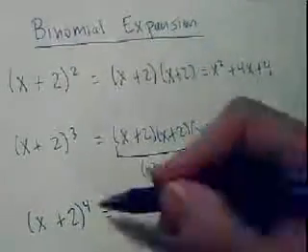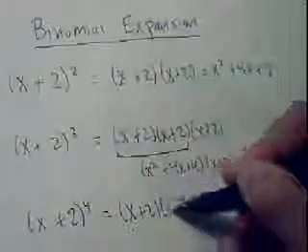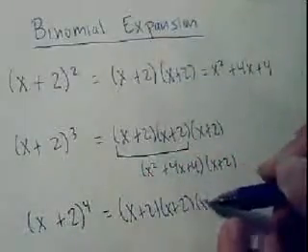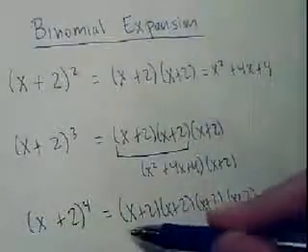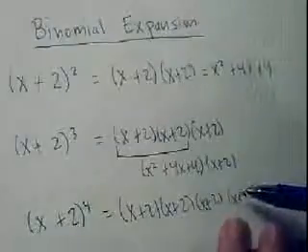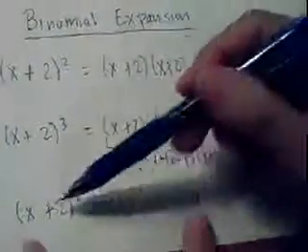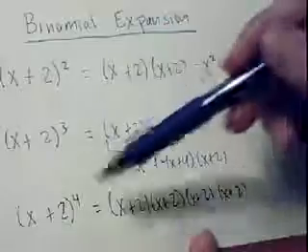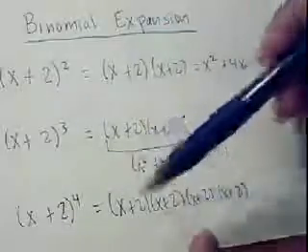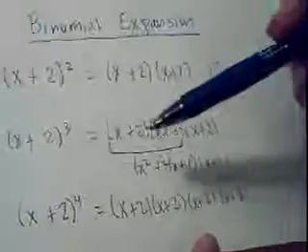You can continue. Same thing if it were written to the fourth power: we'd have x plus 2 written out 4 times. Again, you'd have to FOIL, get an answer, and then multiply your results. This can become very tedious if you have a binomial raised to a certain power. So we have a method called Pascal's triangle that gives us a shortcut to complete these problems.